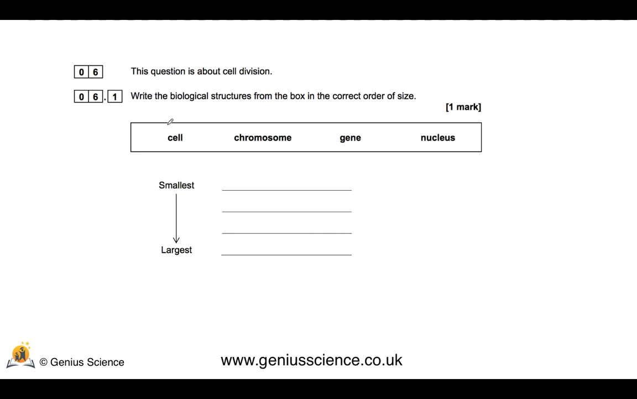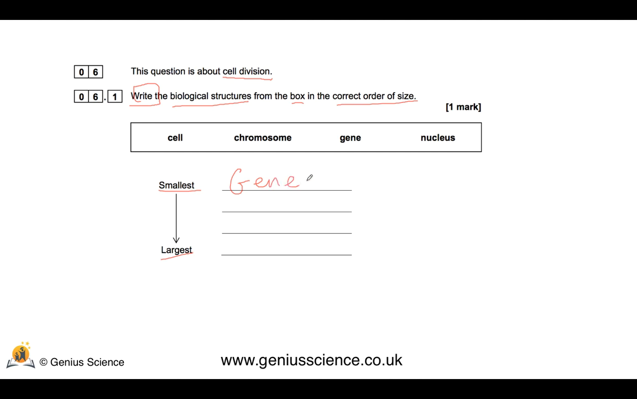Okay, question number 6. And these questions are about cell division. 6.1. We have to write the biological structures from the box in the correct order of size. And we can go here from smallest to largest. You can go from largest to smallest, but I'm just going to follow the question. Well, everything is made of atoms, right? And atoms make molecules, such as, in this case, we're looking at cells, so DNA. DNA is the molecule. A short sequence of DNA, a short section of DNA, is a gene. So that would make genes the smallest.